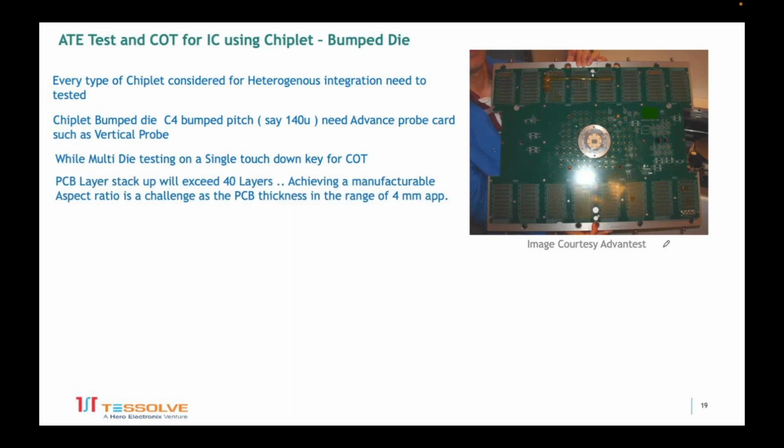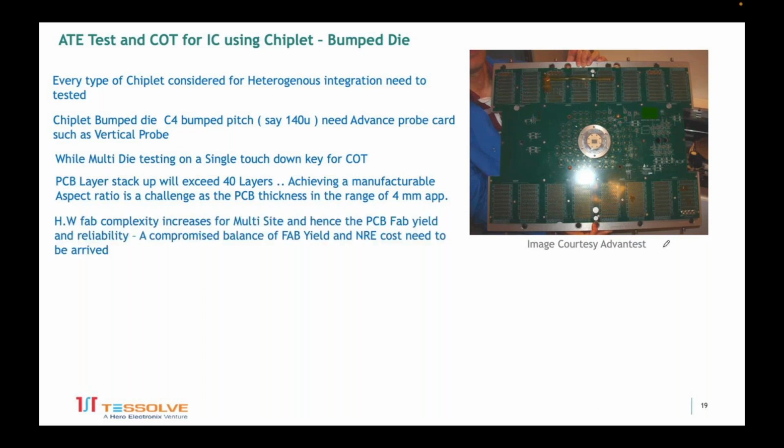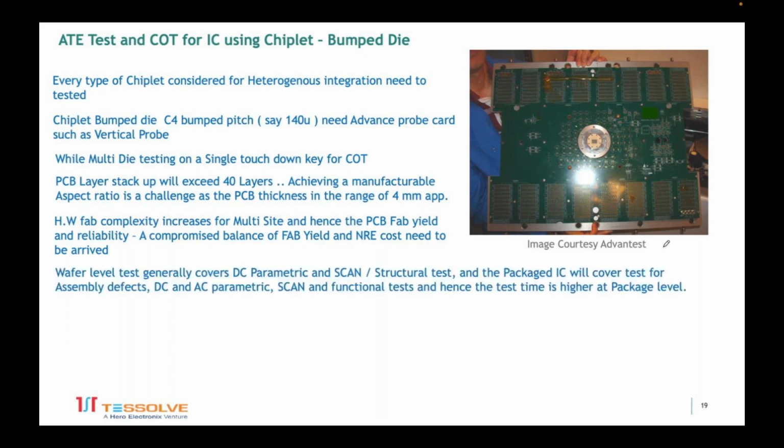But this is one area you need to look at thoroughly to bring down the effective cost of test. In this case, also, the PCB layer count, when you go to multiple dies, can go up to 40 layers, and achieving a manufacturable aspect ratio for the given PCB thickness is a challenge, because the AT vendor recommends a certain PCB thickness, for example approximately 4 mm. That is going to impact the yield and the reliability. So a balance of fab yield versus NRE cost needs to be arrived at, keeping these things in mind. Also, wafer level test generally covers DC parametric, scan test and structural test.